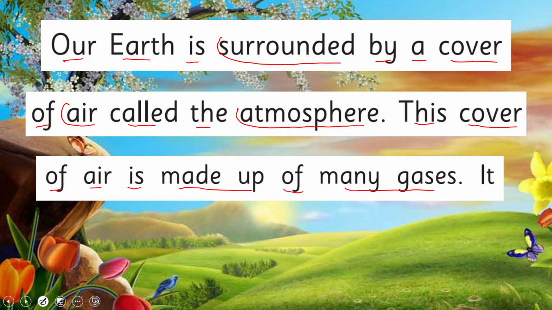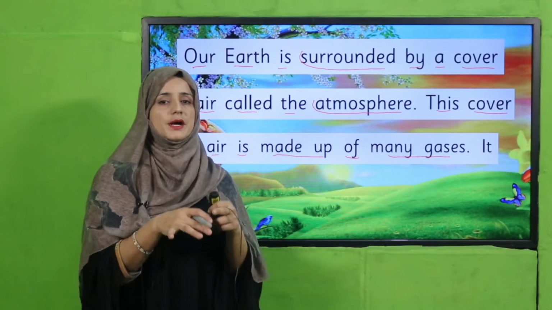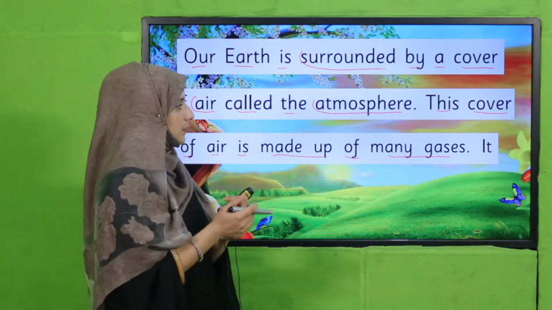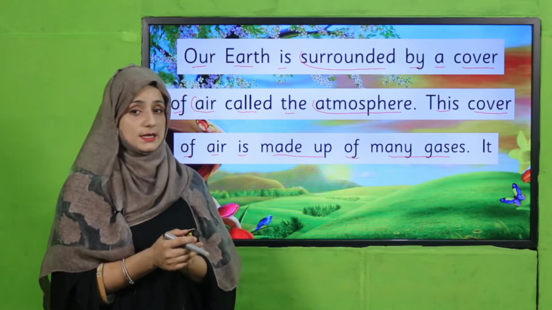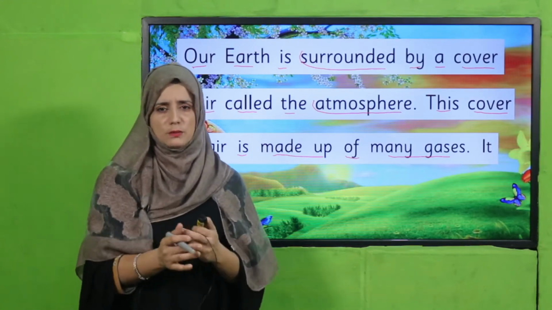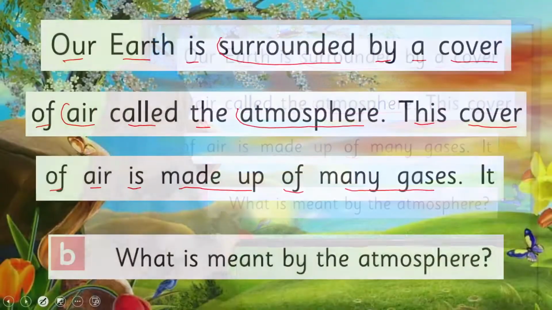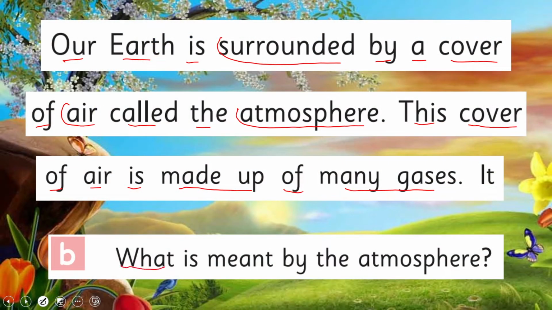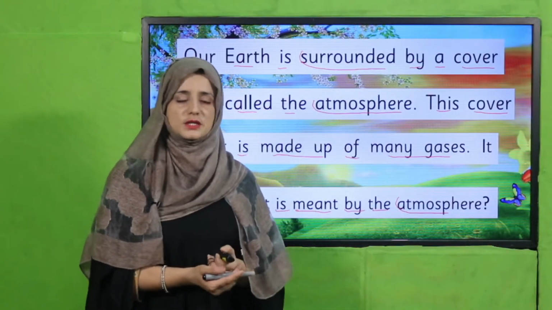Yes, my dear students, this paragraph is telling us that our Earth is a planet and it is covered by air, and that air is called the atmosphere, and the atmosphere is made up of a combination of many gases. There is a question for you related to this paragraph. What is meant by the atmosphere? Yes, my dear teachers, get answers from your students and then come back.